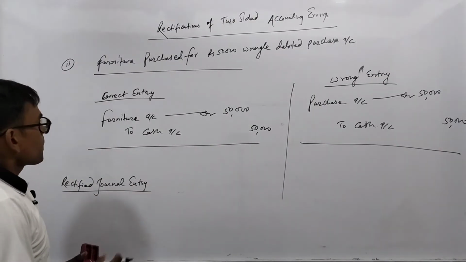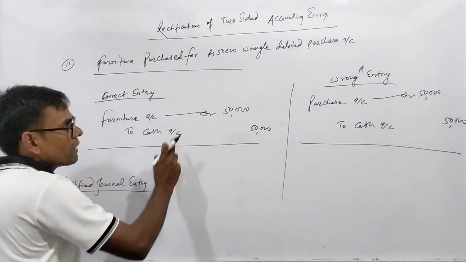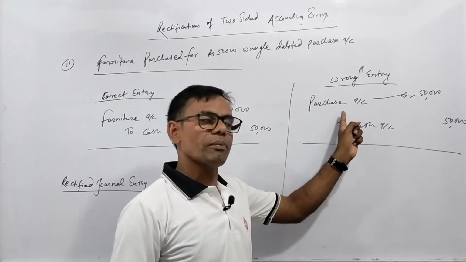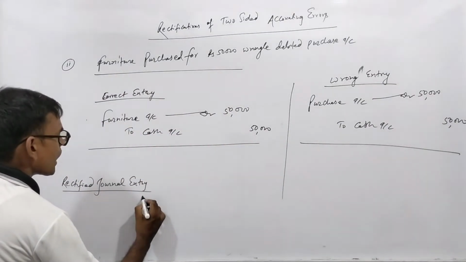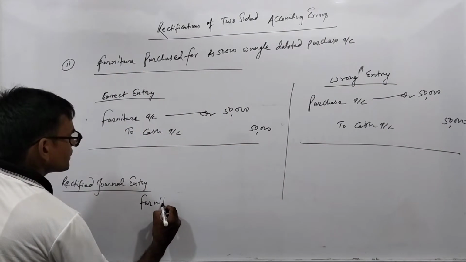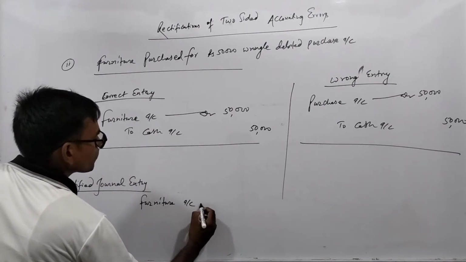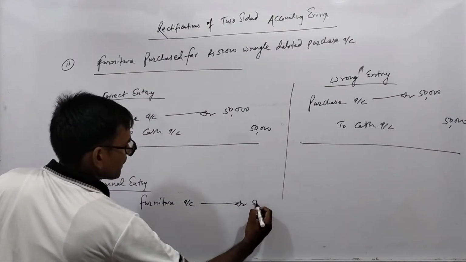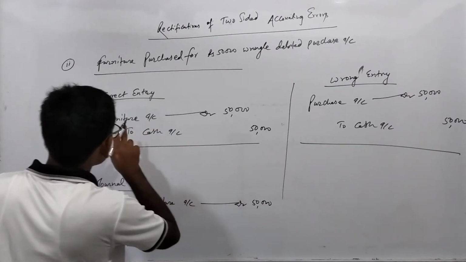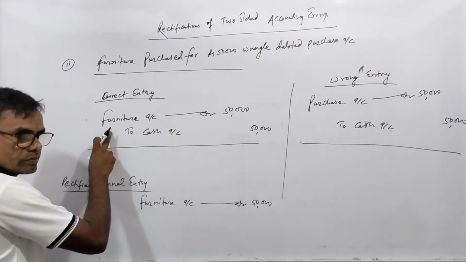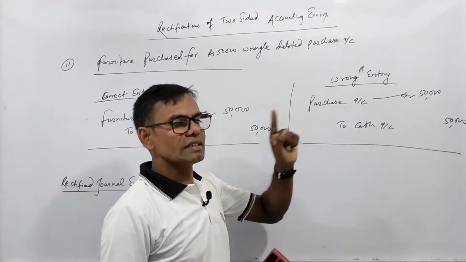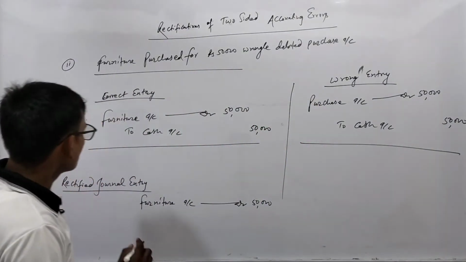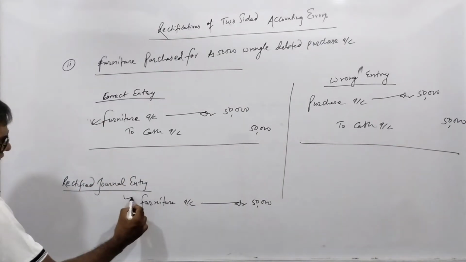So let's see, the furniture account should be debited, but here furniture account is not written. You have to debit the furniture account, because it should be debited. But in place of the furniture account, he has written the purchase account. So the furniture account is debited here.